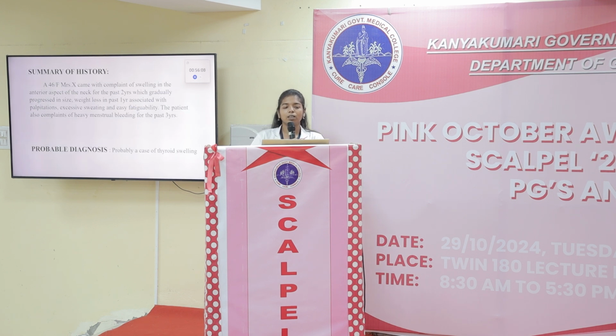Summary of history: a 46-year-old female came with the complaints of swelling in the anterior aspect of the neck for the past 2 years, which gradually progressed in size, with weight loss in the past 1 year associated with palpitations, excessive sweating, and easy fatigability. The patient also complains of heavy menstrual bleeding for the past 3 years. These are the complaints of the patient. So the probable diagnosis of the case is a thyroid swelling.